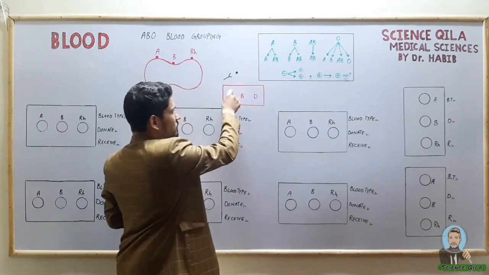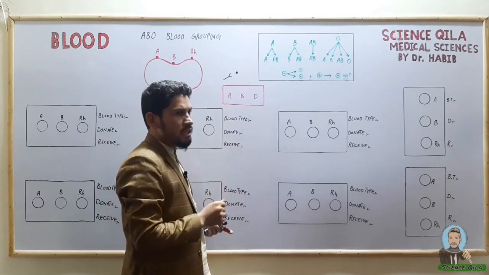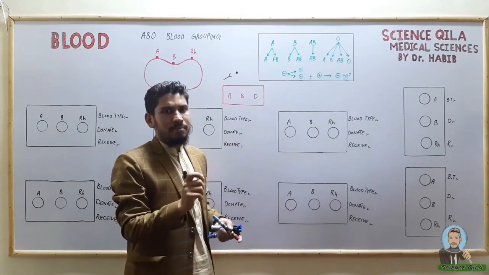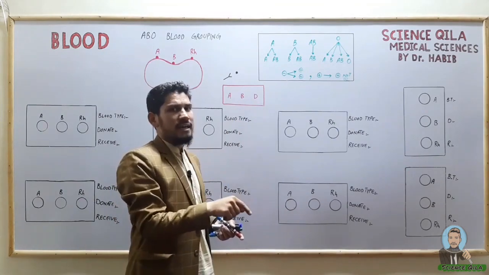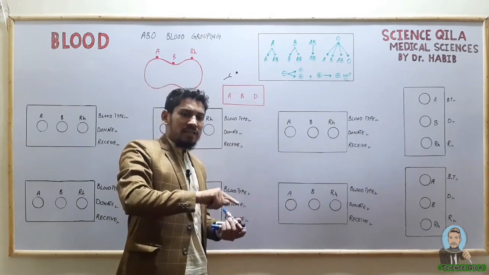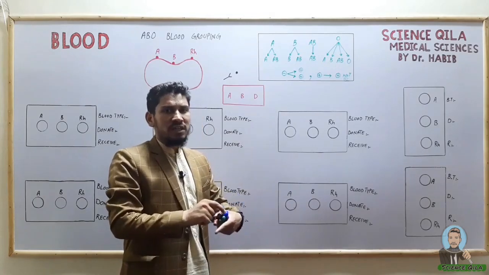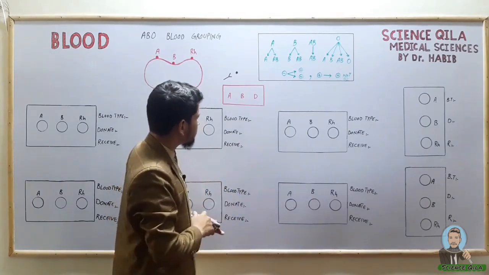Let's suppose if agglutination takes place with anti-A, we'll say that the blood type is A, because the RBC must have antigen A. That's why it has agglutinated with anti-A antibodies.